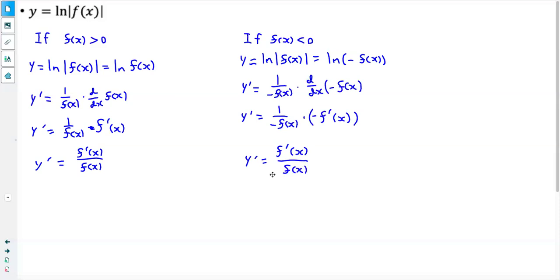So you'll note we actually get the exact same thing for both sides. So we can say, therefore, our derivative of the natural logarithm of the absolute value of a function is equal to 1 over f of x times f prime of x, or another way of writing that, f prime of x over f of x.